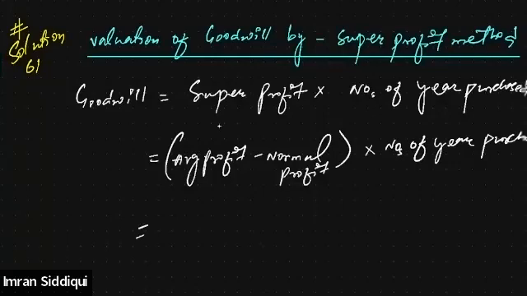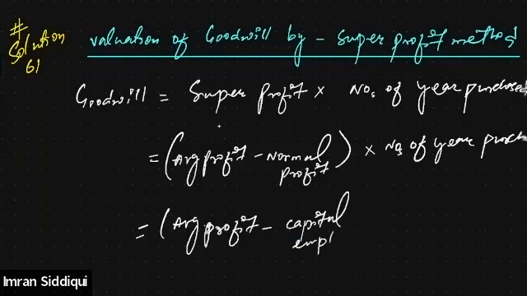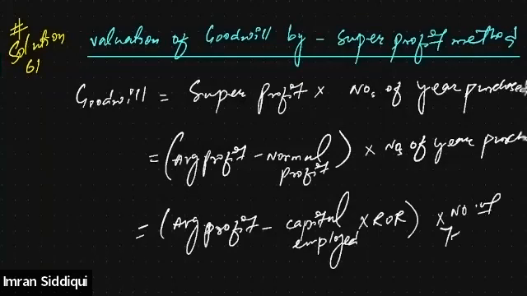And to determine the normal profit, we need to do this. We need to multiply the capital employed with the rate of return, right? And then finally, we will multiply this with the number of years purchase. Got it, everyone? Till this point, everything is clear to all of you? Yes or no? Yes, sir, clear.